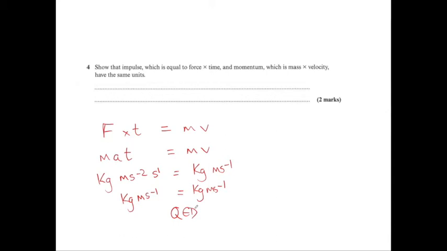QED, which I think is quod erat demonstrandum, that's what QED stands for. It means I have shown it to be, I believe. Okay, so that's your proof.